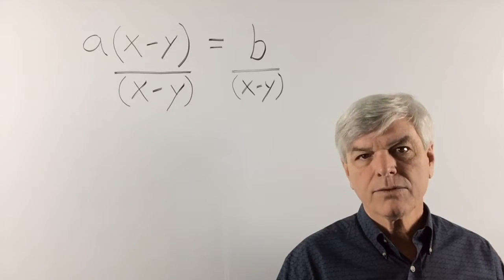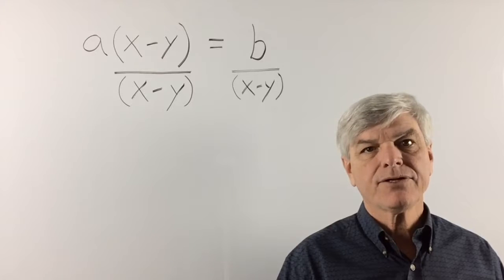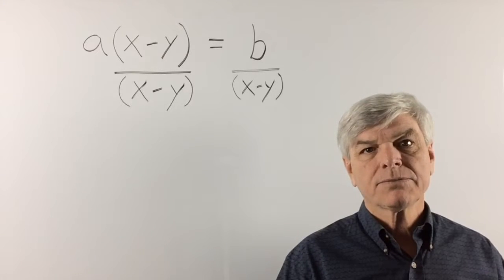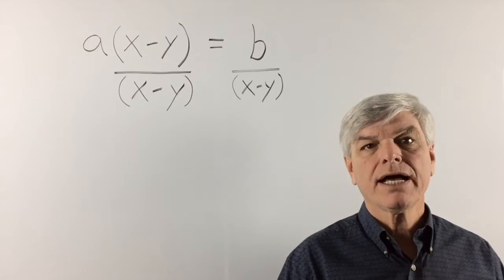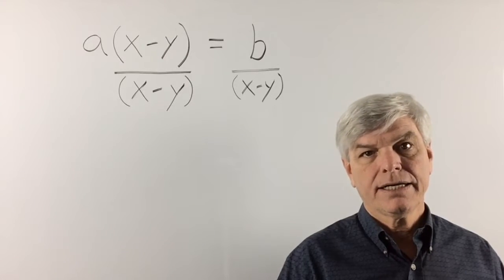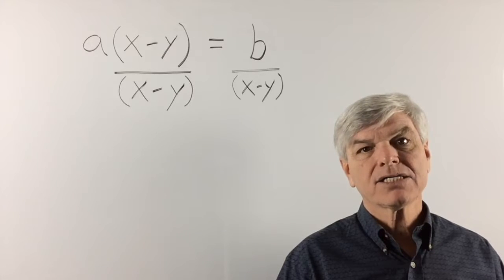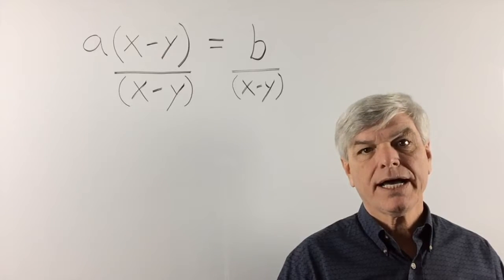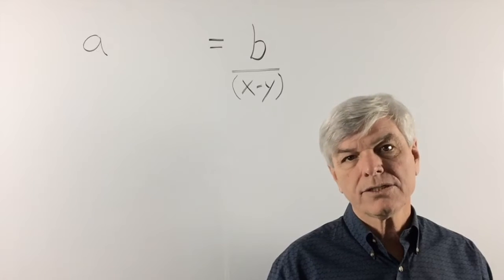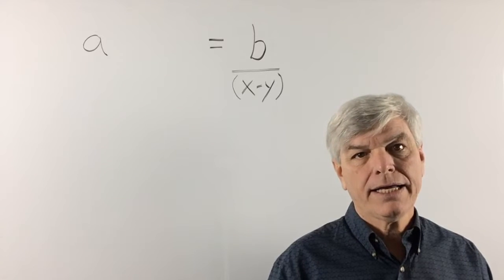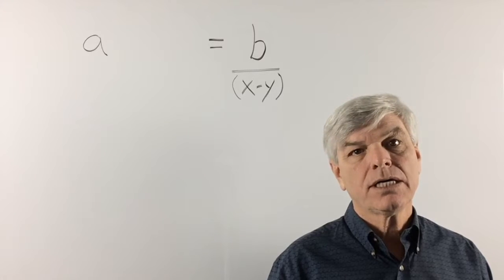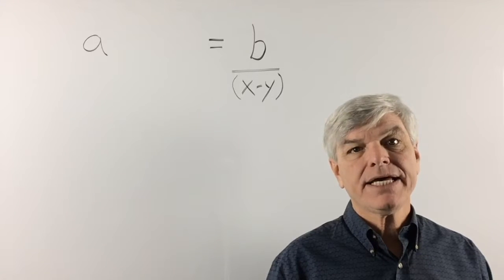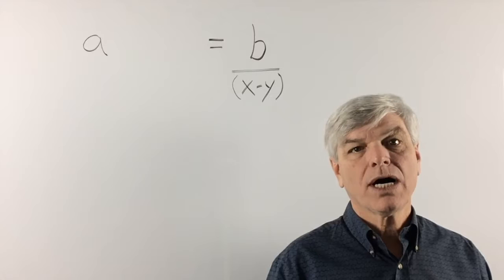And that's right, whatever we do to the one side, we have to do to the other. So it's parentheses x minus y on the left-hand side and parentheses x minus y on the right-hand side. And x minus y over x minus y equals 1. So we're left with 1a. And since we're trying to solve for a, that's exactly what we want to do. And our answer is b over x minus y.